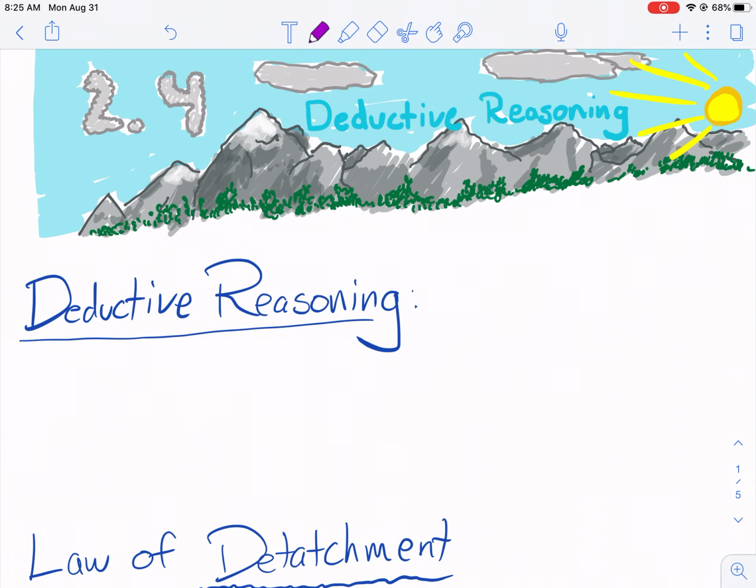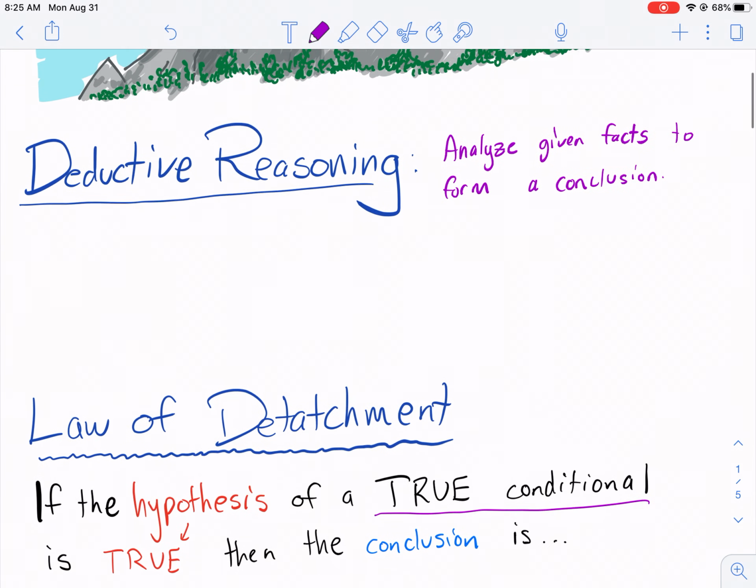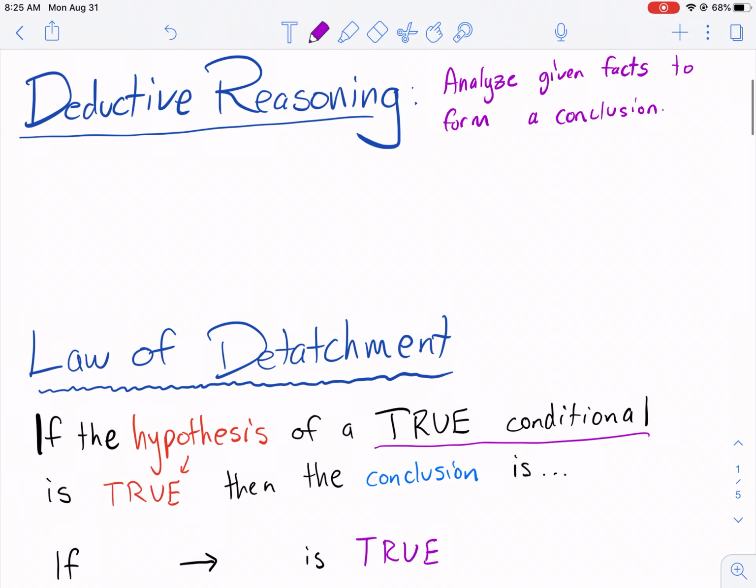Deductive reasoning. Where do you hear the word deduce? We hear it often with Sherlock Holmes and Watson saying, "What do you deduce, my dear Watson?" That is when you analyze given facts to form a conclusion. Usually with Sherlock Holmes, it was a crime scene. With mathematics, it will be the information that is presented. Now, there's a couple different laws we need to understand in order to formulate these logical patterns.